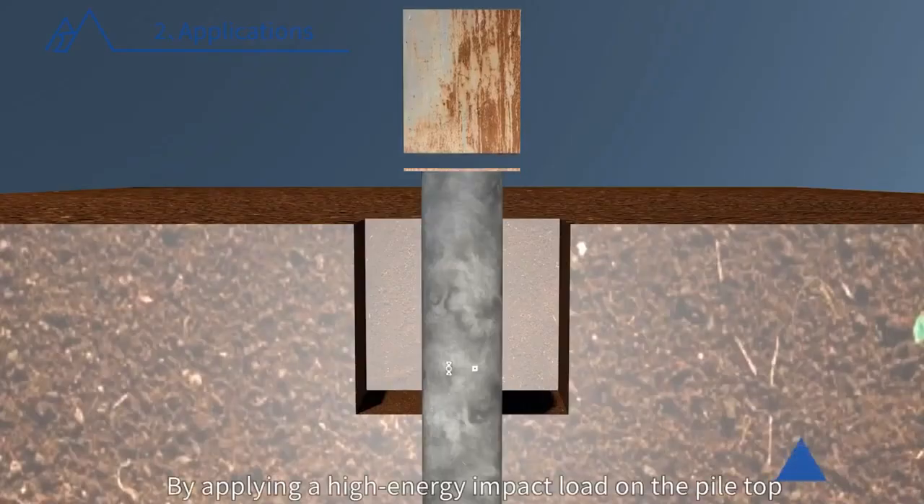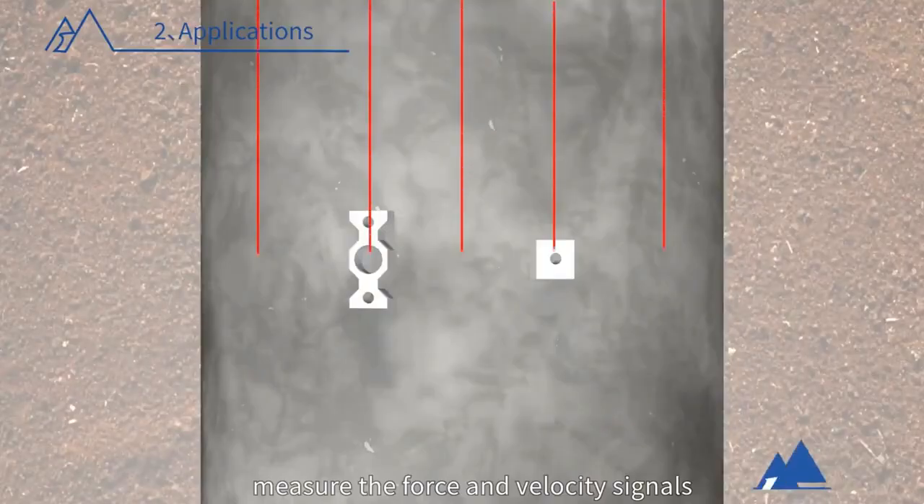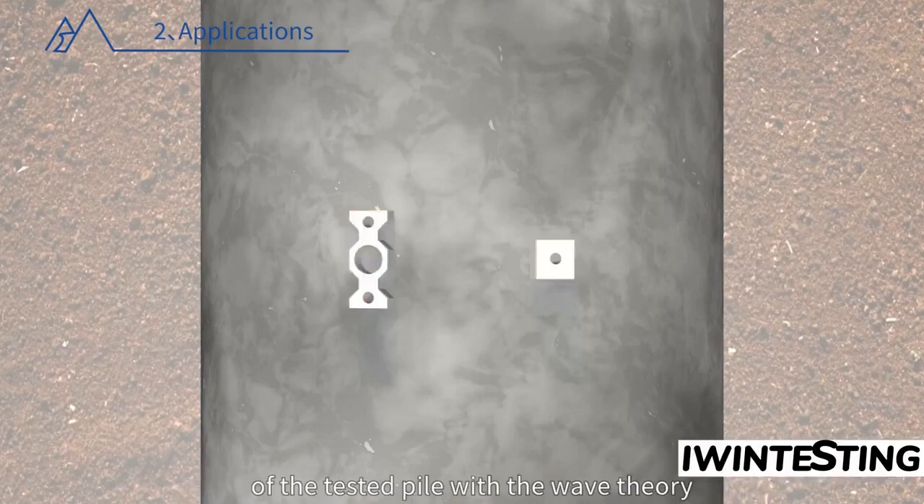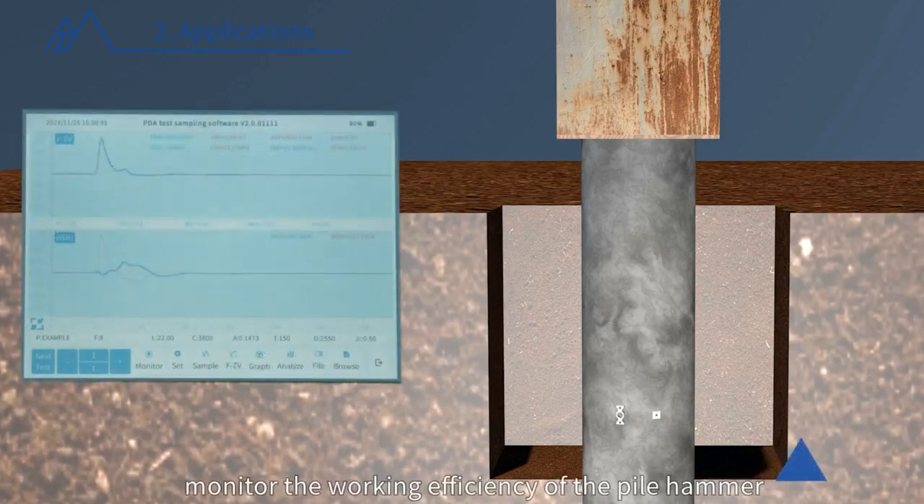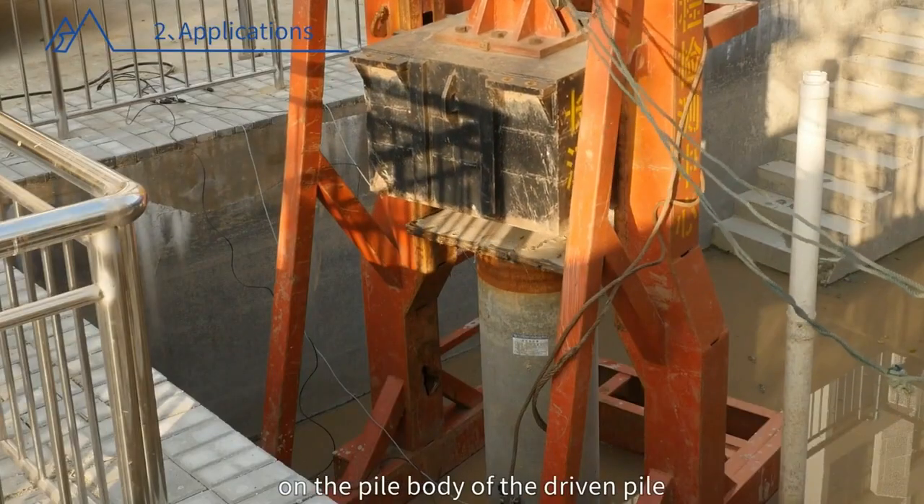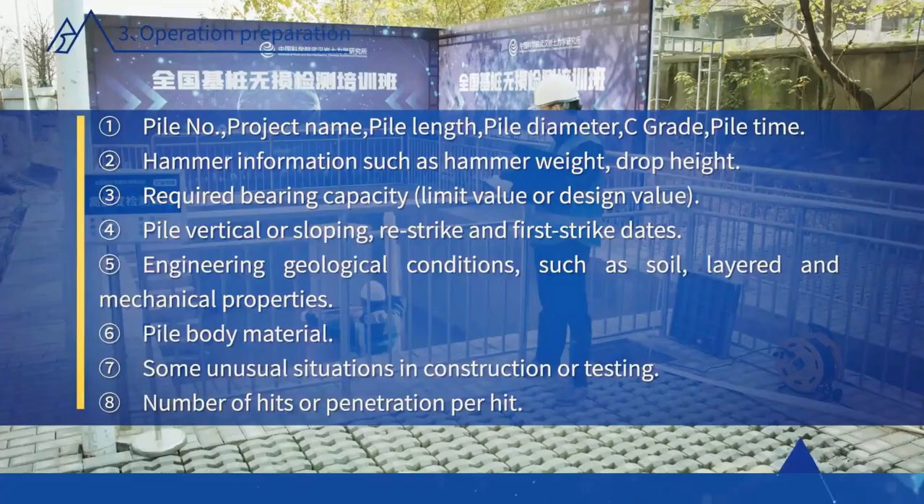By applying a high-energy impact load on the pile top, measure the force and velocity signals, calculate the integrity and the ultimate axial compressive bearing capacity of the tested pile with the wave theory, or select the pile type and length. Monitor the working efficiency of the pile hammer and the maximum hammer stress on the pile body of the driven pile. 3. Operation preparation.